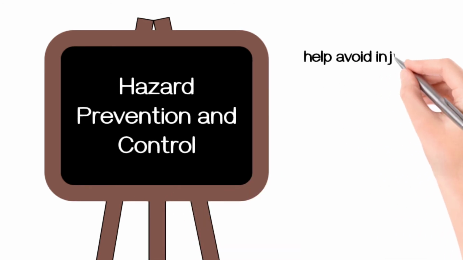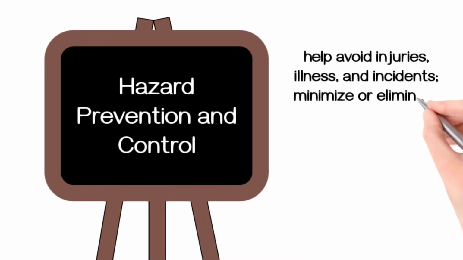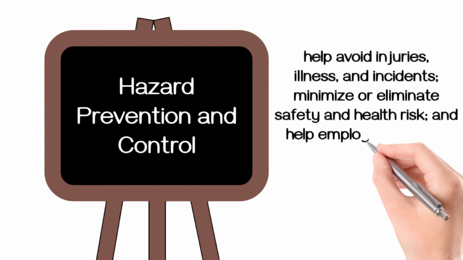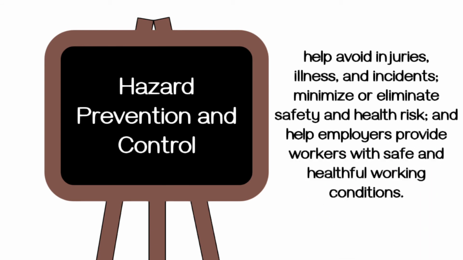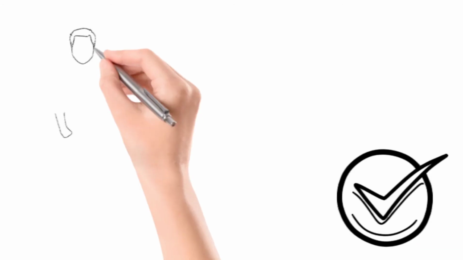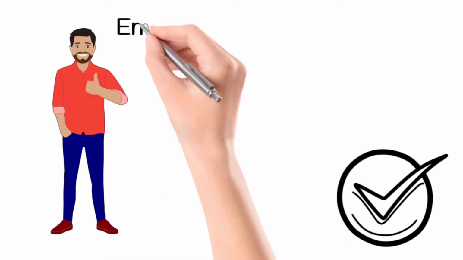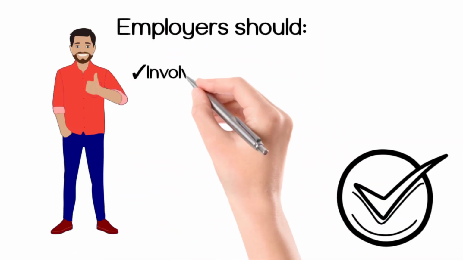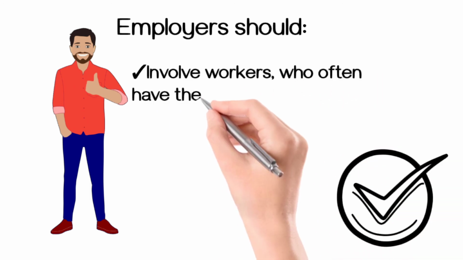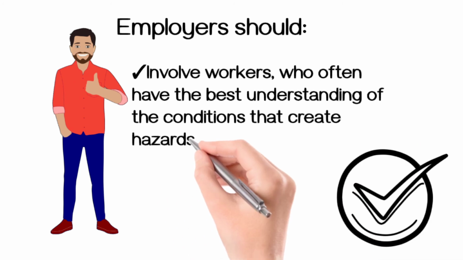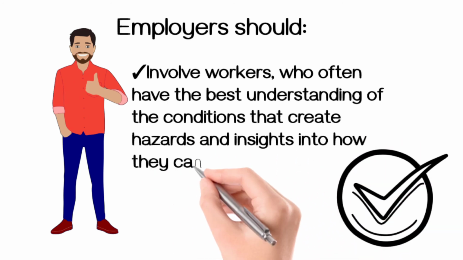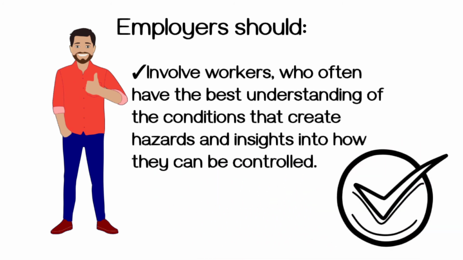Hazard prevention and control helps avoid injuries, illness, and incidents, minimize or eliminate safety and health risks, and help employers provide workers with safe and healthful working conditions. Employers should involve workers, who often have the best understanding of the conditions that create hazards and insights into how they can be controlled.